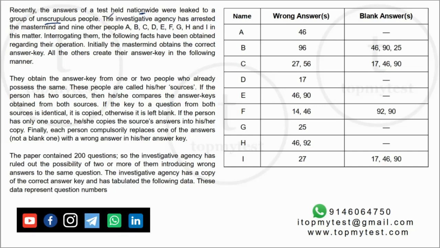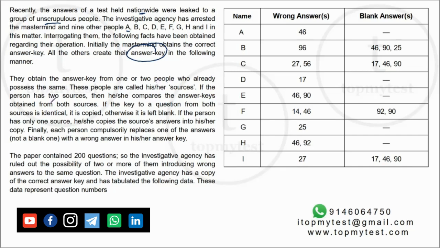The investigative agency has arrested the mastermind and 9 other people, A to I, in this matter. Interrogating them, the following facts have been obtained regarding their operation. Initially, the mastermind obtains a correct answer key. Okay, so he has a leaked paper. All the others create the answer keys in the following manner. They obtain the answer key from one or more people who already possess the same. These people are called his or her sources.